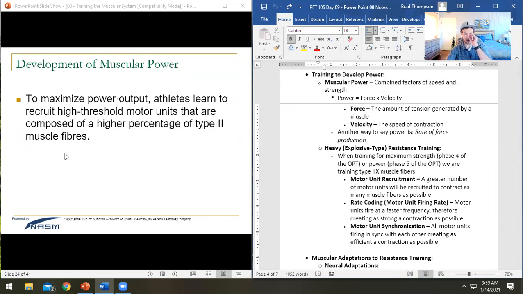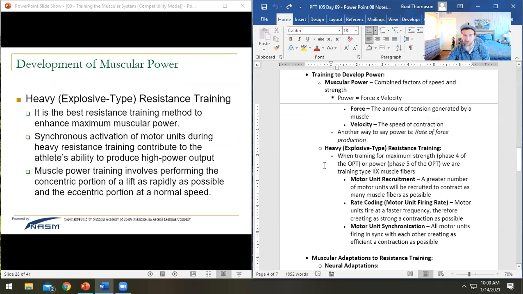So how do we develop power? Well, in order to develop maximal power output, we've got to train for those type 2 explosive muscle fibers, particularly type 2X muscle fibers, which are the really true type 2 fibers, right? So we can do heavy explosive resistance training, right?